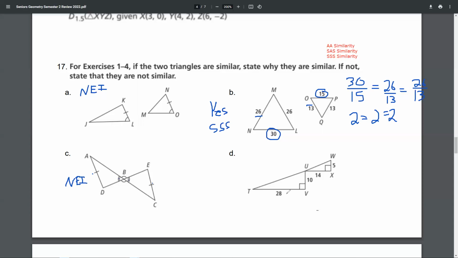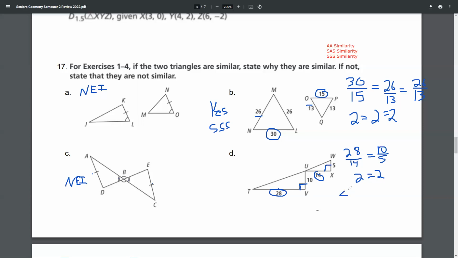All right, and then this one over here, again, biggest with biggest. So 28 over 14, and then 10 over 5. Those ratios are both 2. So we have 2 pair of sides that are proportional. And then we do have the angles between them. They're both right angles, so they're both 90 degrees.